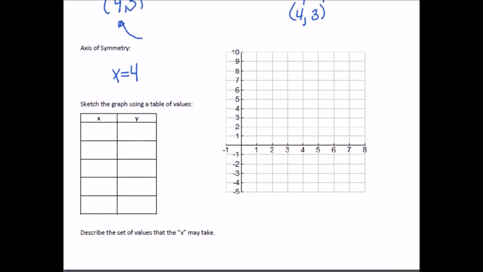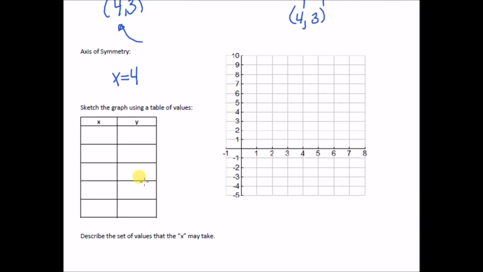Now, let's sketch this graph using the table of values. So if you're given a table and it doesn't have any x coordinates in it, what we want to do is take this 4, 3, and put it right into the middle, okay? What this is going to allow us to do is have the maximum or the minimum in this graph, okay?